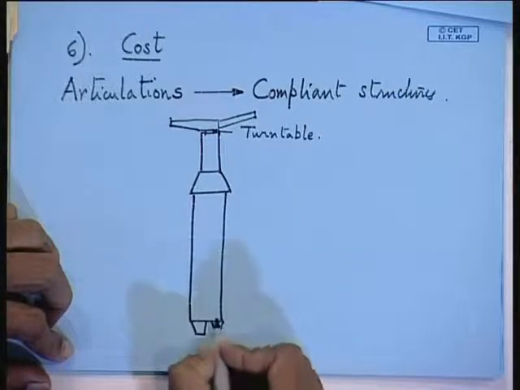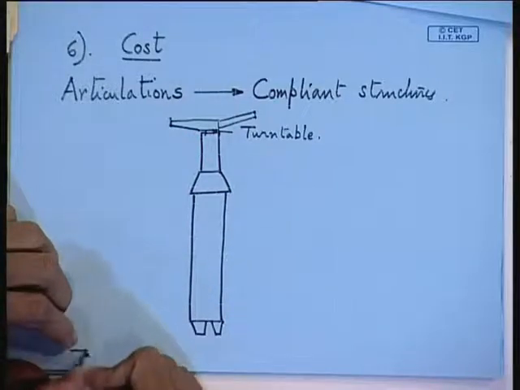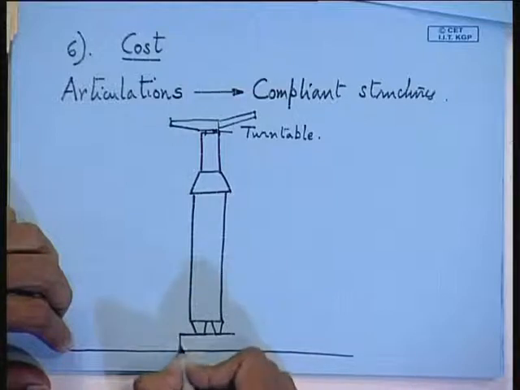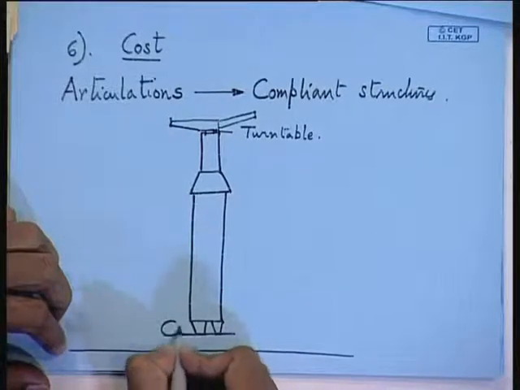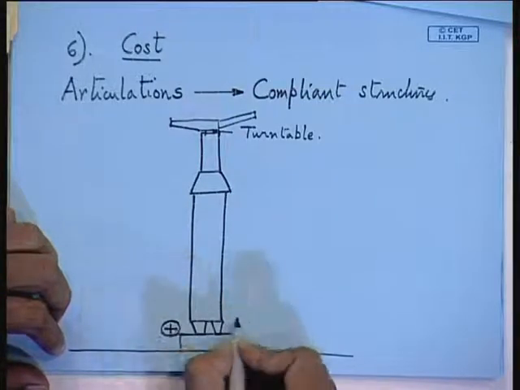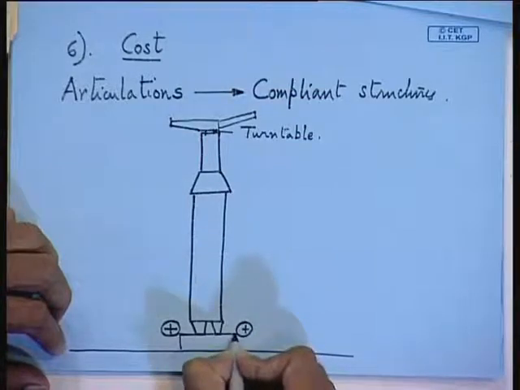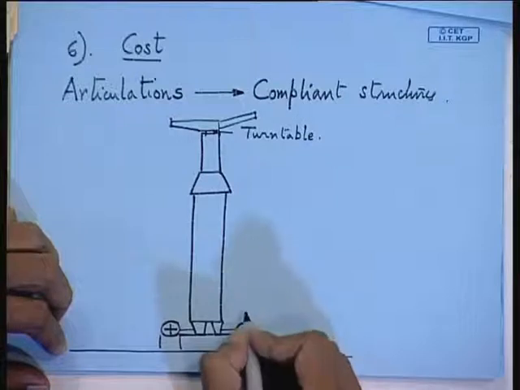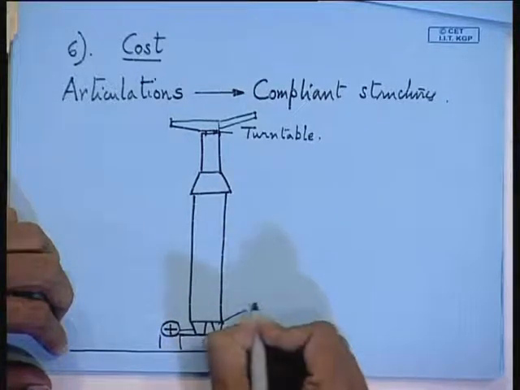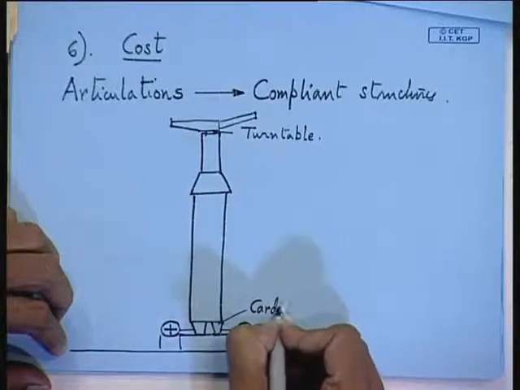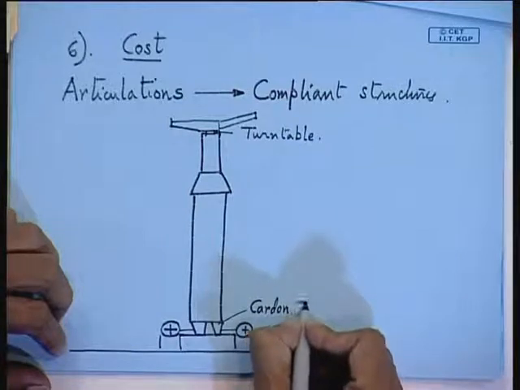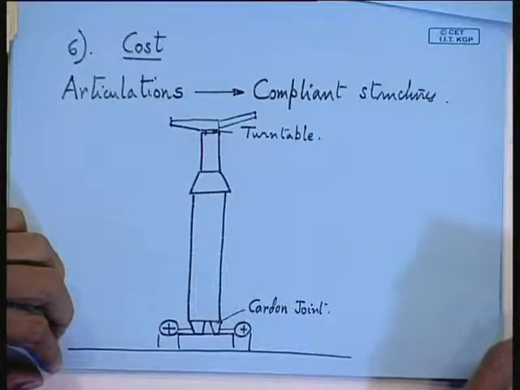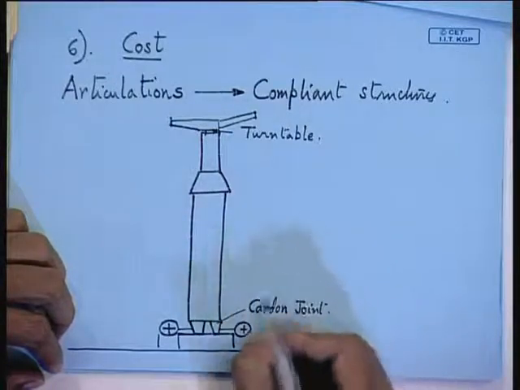Now, buoy mechanics, if you go for this joint type of thing at the seabed, is quite complicated. You have to make a structure on the seabed like this, a concrete base. Now, this is called a cardan joint. One joint can be in this region, and other joints, of course, are not being shown. This is your concrete base.